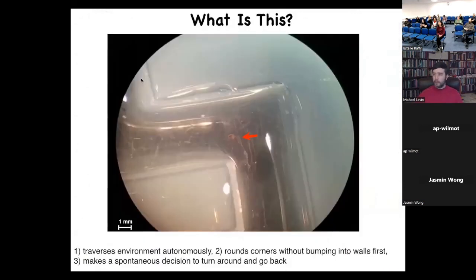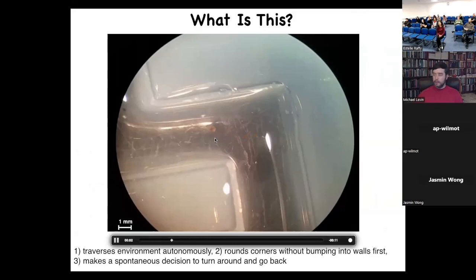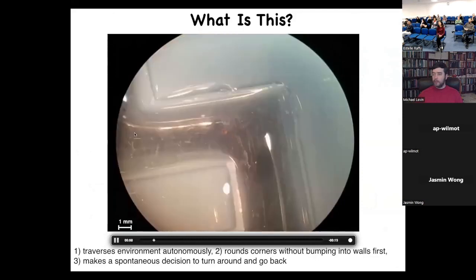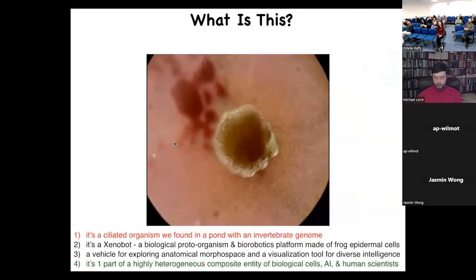So let's start by just thinking about what this is. So here's an aqueous maze. Here's some kind of autonomous thing navigating this maze. It takes a corner without having to bump into the opposite wall. At this point, it makes a spontaneous decision to turn around and come back. So we might wonder what this is. And you've probably seen these before.